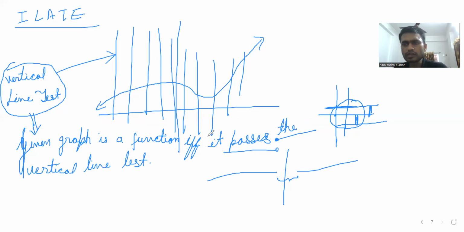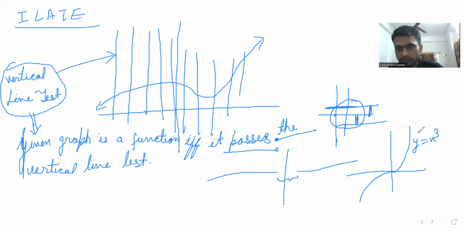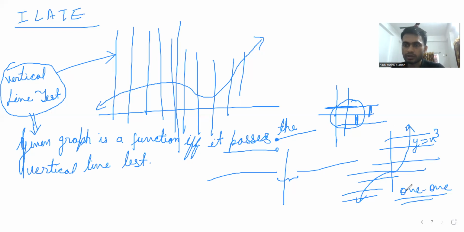And if we check the horizontal line test, and we get intersection at multiple points for at least one horizontal line, then that function is many-one. Consider y equals x cube. Its graph is going to look like this. Every horizontal line is going to intersect it at only one point, so this function is one-one. This is the graphical method to determine whether a function is one-one or many-one.